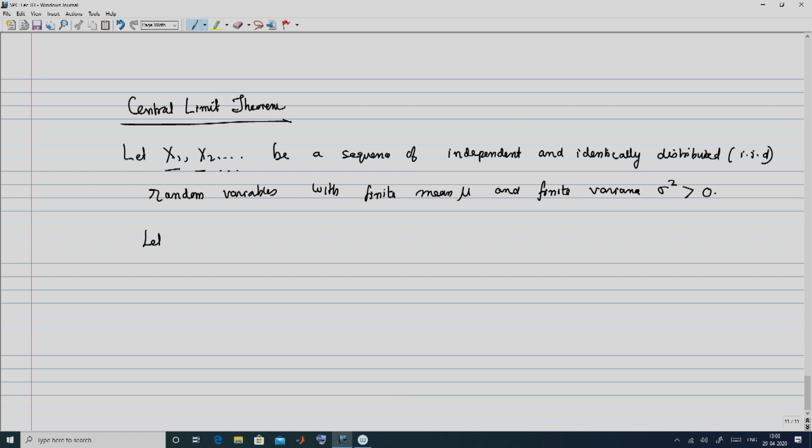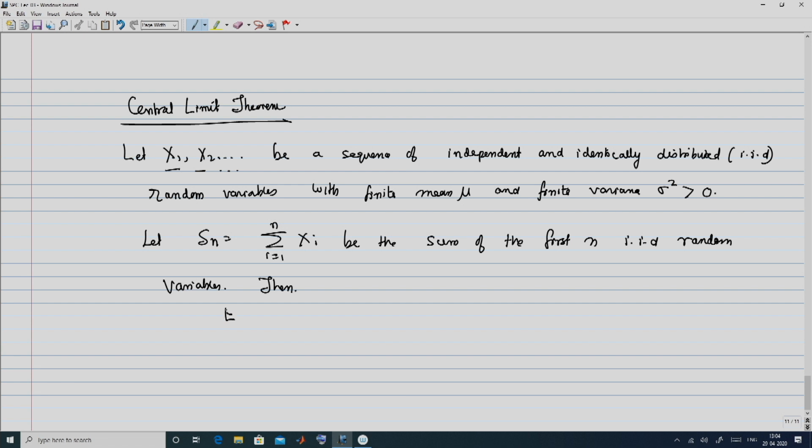Now, I define Sn as the sum of the first n of these random variables. So, Sn is the sum of xi, i equal to 1 to n, the sum of the first n IID random variables. Then obviously E of Sn is going to be n mu using the additive property of expectation, and using the property of variance of a sum of independent random variables, we get variance of Sn is n sigma square.